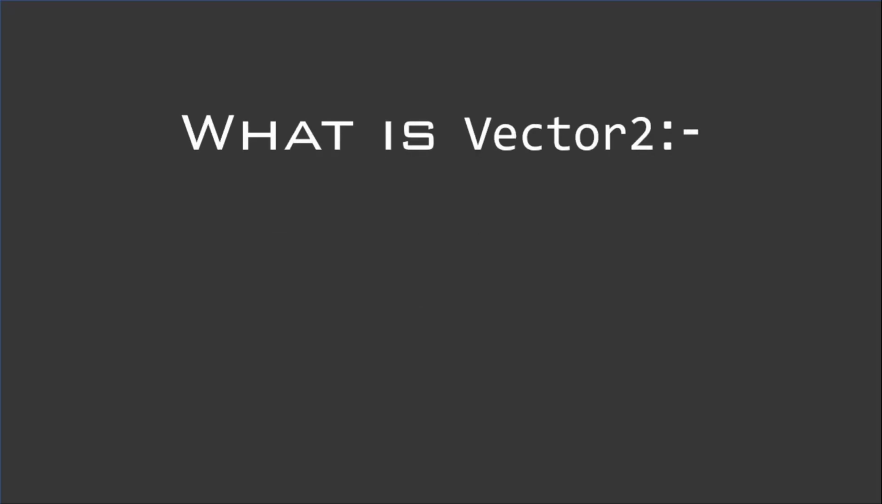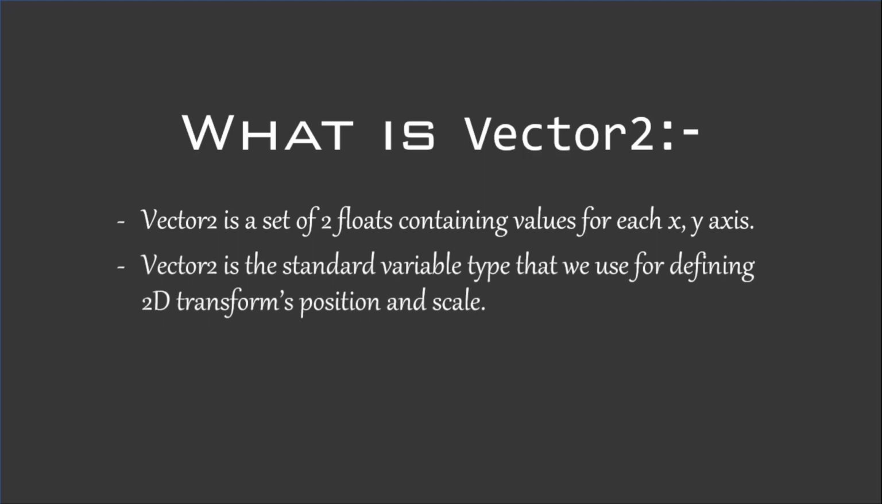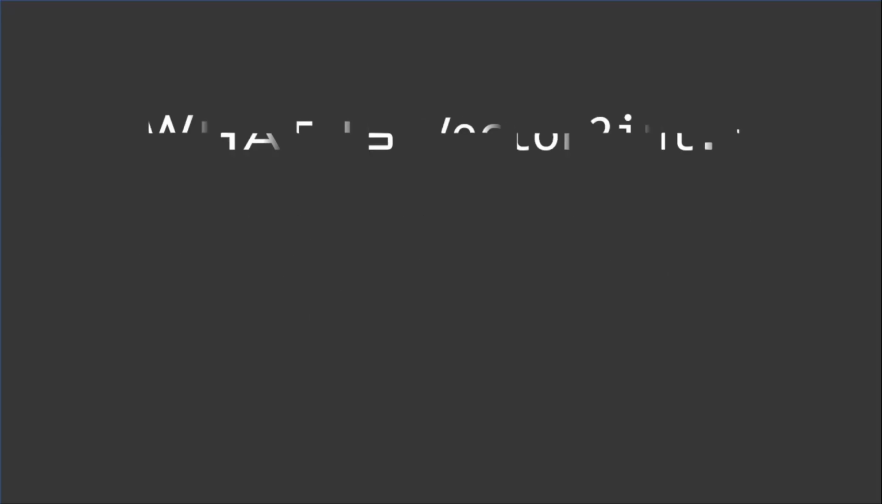What is Vector 2? Vector 2 is a set of two floats containing values for each x and y axis. Vector 2 is the standard variable type that we use for defining 2D transforms, position, and scale.